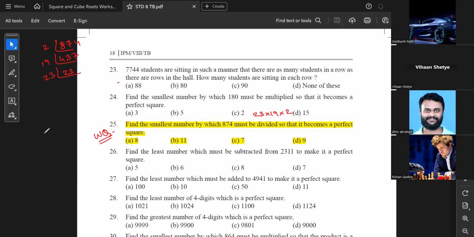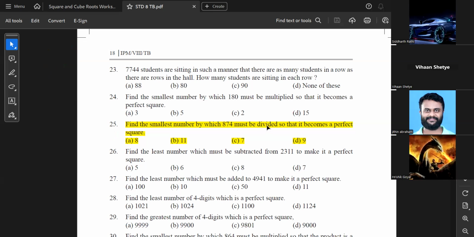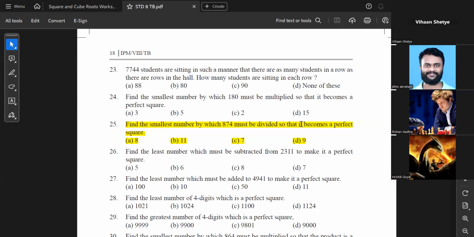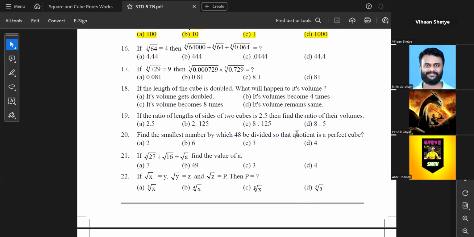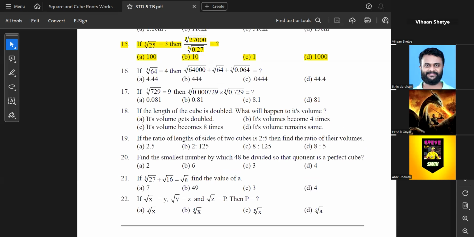Sir, I think all the highlighted ones are wrong. Looks like it. Sir, Vihan, I have a doubt in the 18th one. The length of the cube is doubled. What will happen to its volume? So volume is technically equal to length cube. Now, if you are doubling the length, it becomes 2L, right?